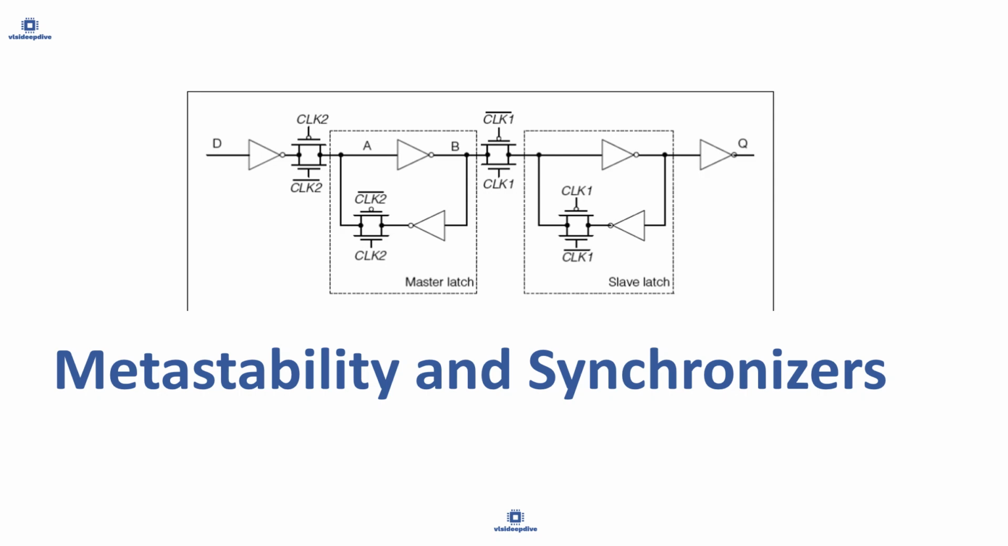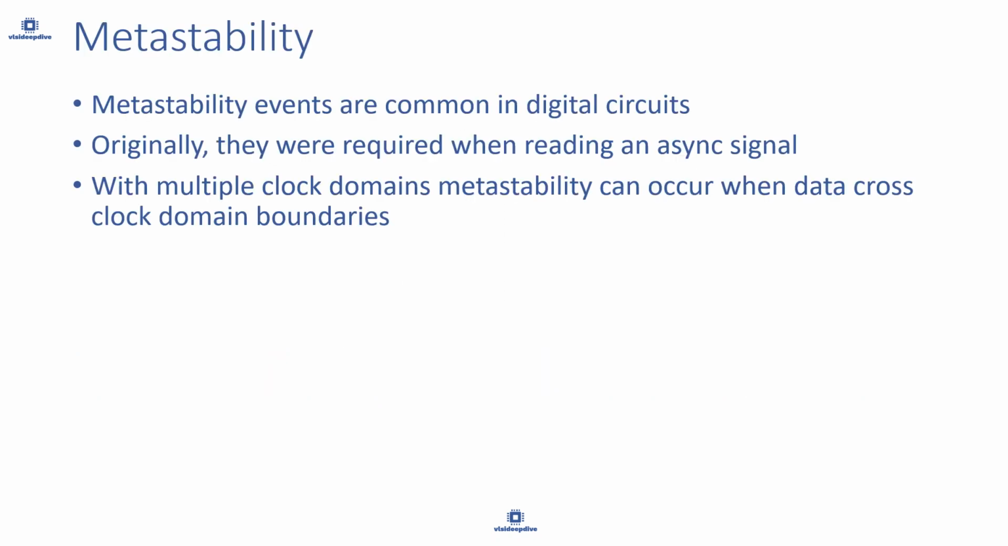Metastability is a very important part of digital designs today. Metastability events are very common in digital circuits. Originally, they were a concern when reading asynchronous input signals. Basically, if you had an asynchronous signal in the design, you needed to ensure that there is no metastability in the design. Now, with multiple clock domains, typically hundreds of clock domains in a design, metastability can occur when data crosses these clock domain boundaries.